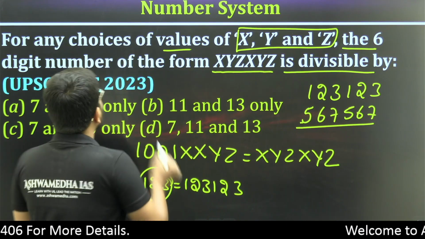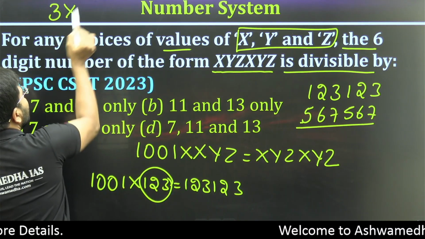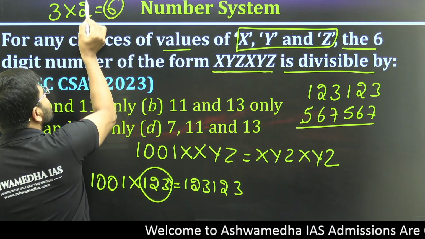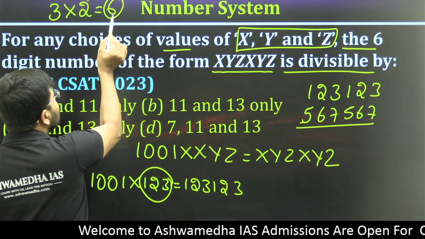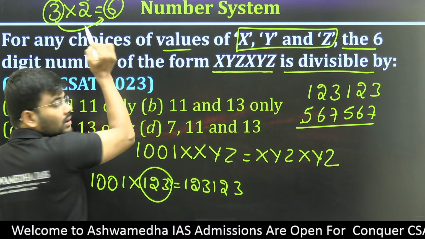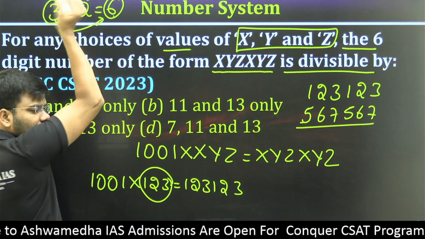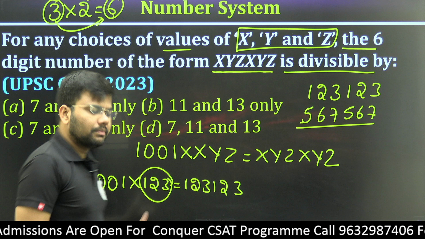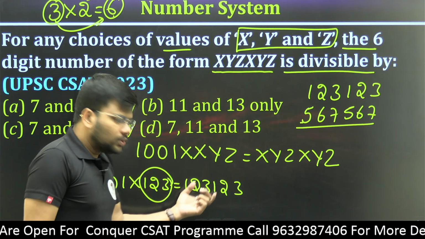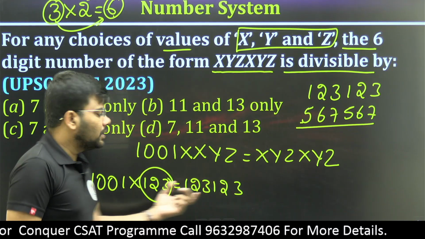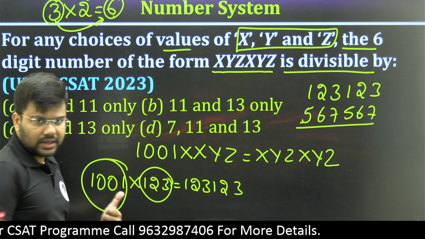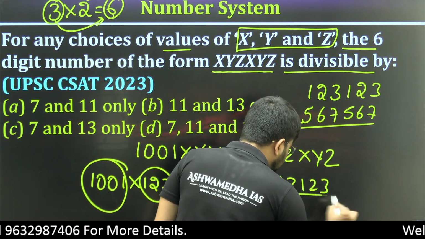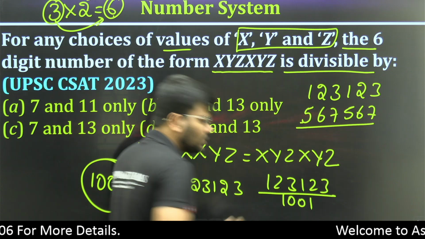Of course, right? Look here, 3 into 2 is equal to 6. Now, this 6 would be divisible by 2, since 2 threes are 6. Or this 6 would be divisible by 3, since 3 twos are 6. Similarly, they have asked you 123123 is divisible by which number? Of course, 123123 will be divisible by 1001. That means 123123 will be completely divisible by 1001.